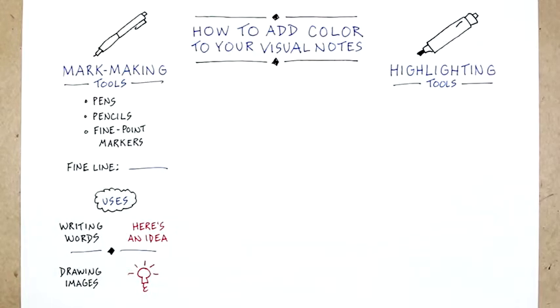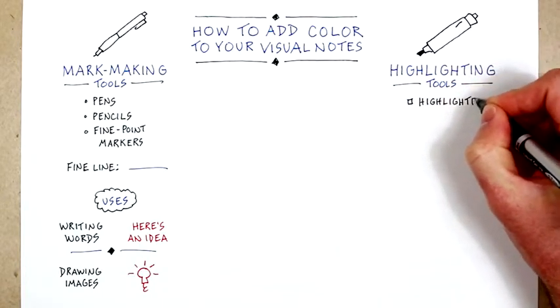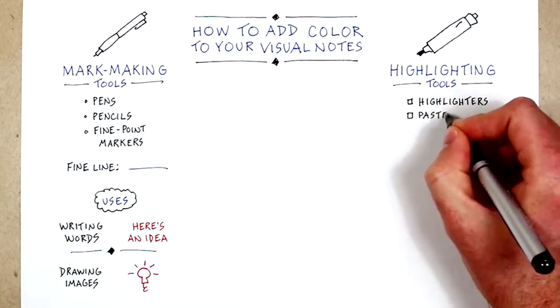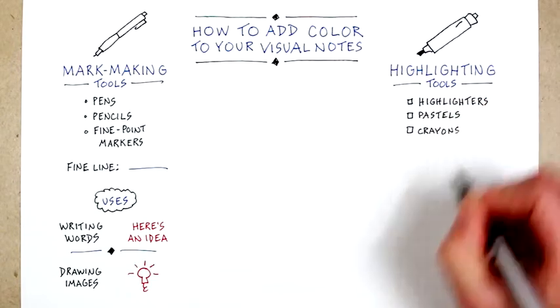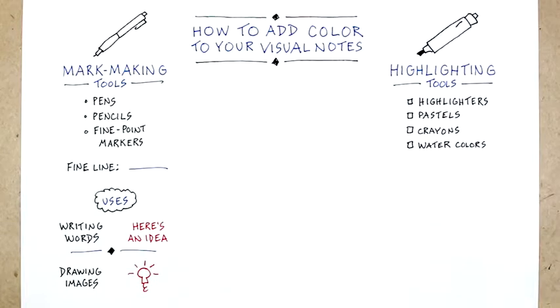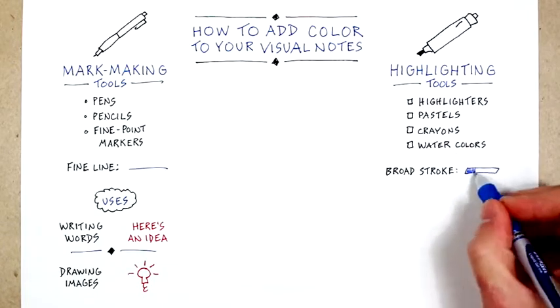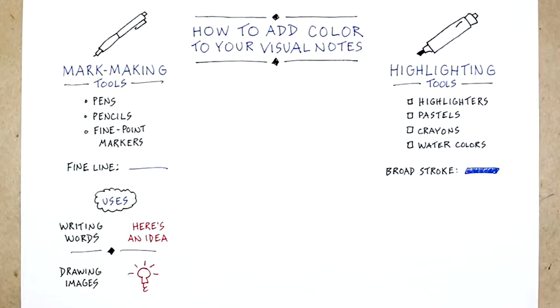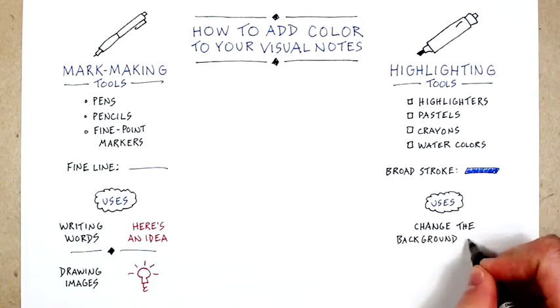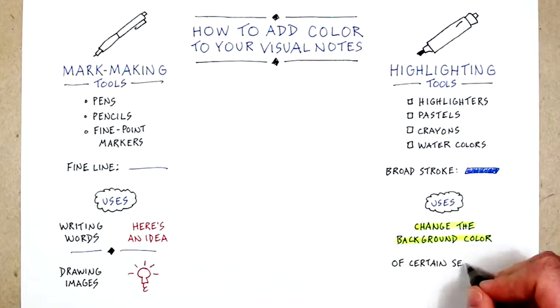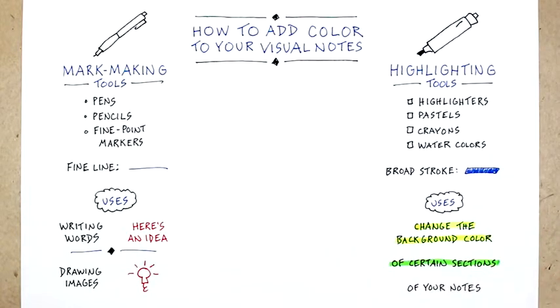Let's contrast that with what you will do with a highlighting tool. Examples of these tools include highlighters, no surprise there, but also pastels and maybe even crayons or watercolors. The key component of these tools is that they produce a broad stroke, and the reason that is important is because you will use those tools to essentially change the background color of certain sections of your notes in order to make those sections stand out.